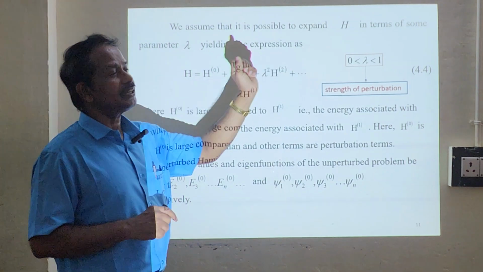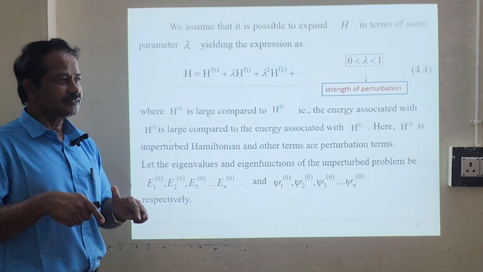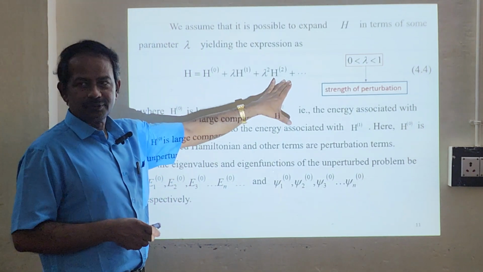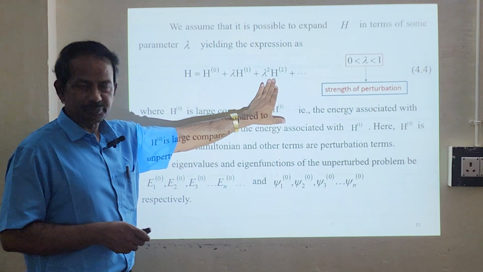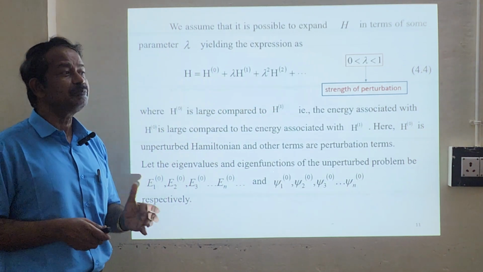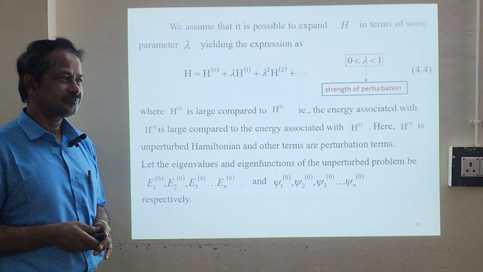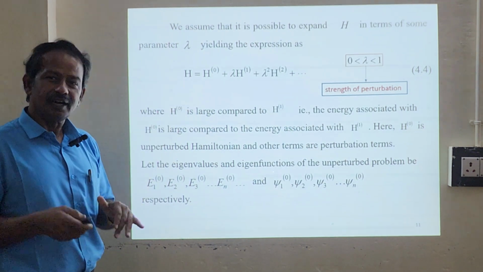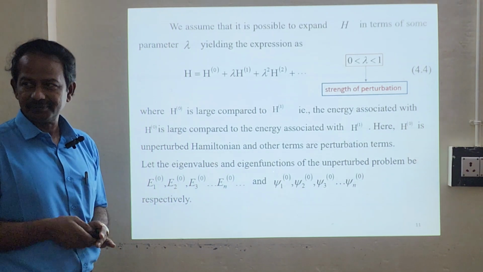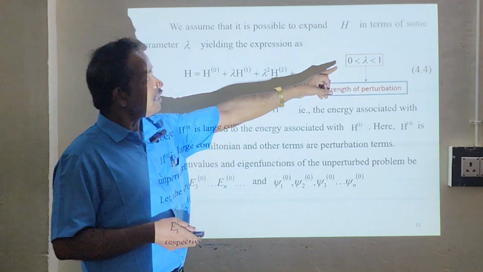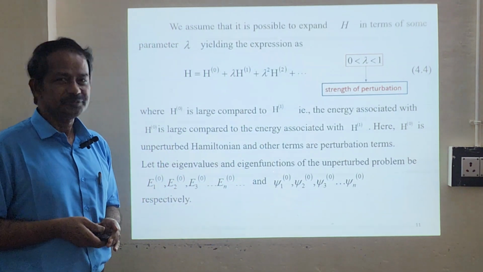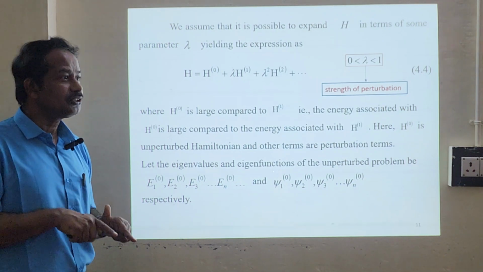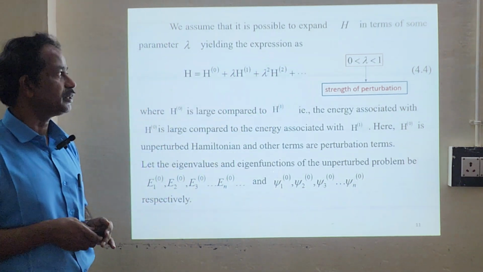Suppose lambda equals 0, then the perturbation term will get cancelled. It will not be there, and we will get only H equals H0. It means that there is no perturbation, so H equals the unperturbed Hamiltonian H0 itself, which has an exact solution. Suppose lambda equals 1, then we will have maximum perturbation. So lambda should always lie between 0 and 1. This is what we call the strength of perturbation.